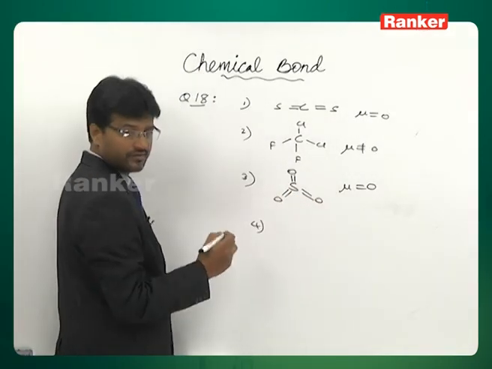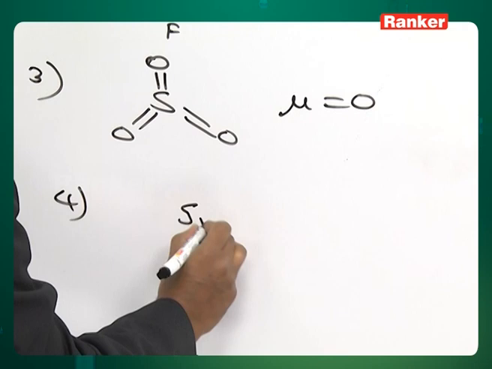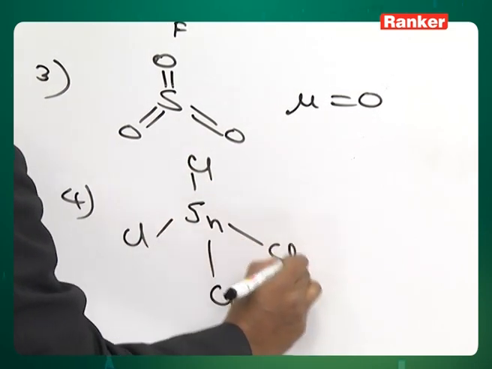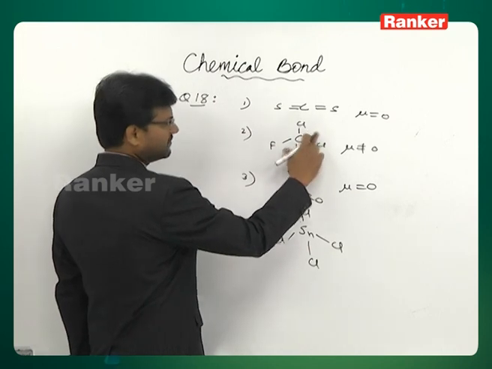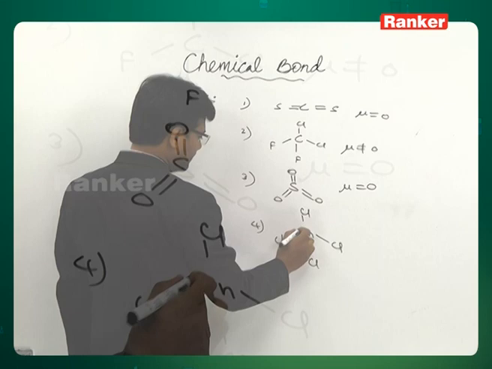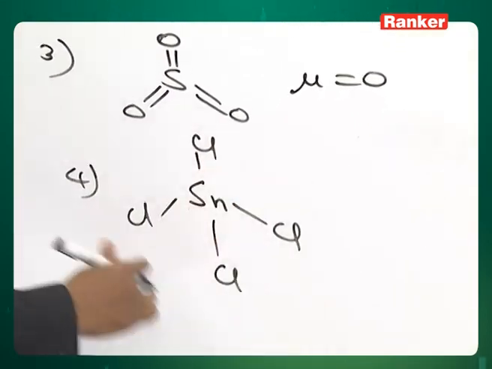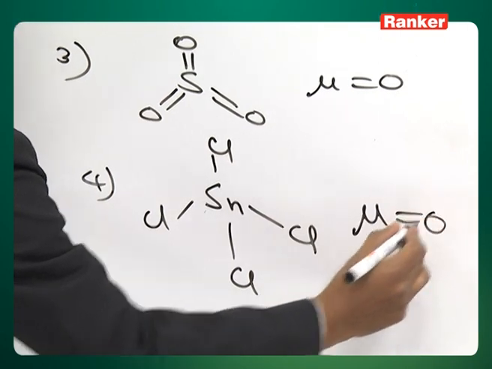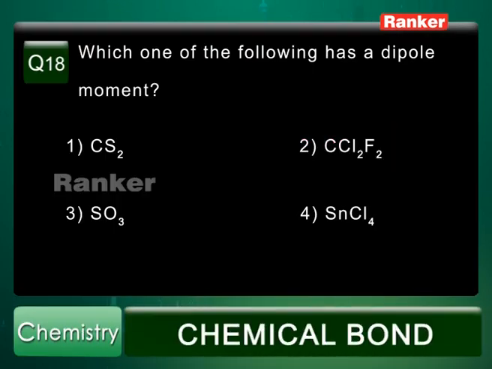And then number 4 is SnCl4. This has a tetrahedral arrangement of 4 chlorine atoms. All are identical atoms, and they cancel out each other, and therefore mu is 0, non-polar molecule. In CCl2F2 there are non-identical atoms, that's why it is polar. Answer is second option.